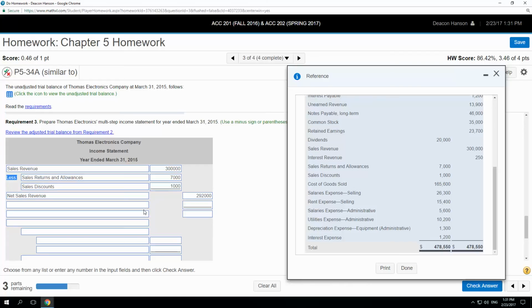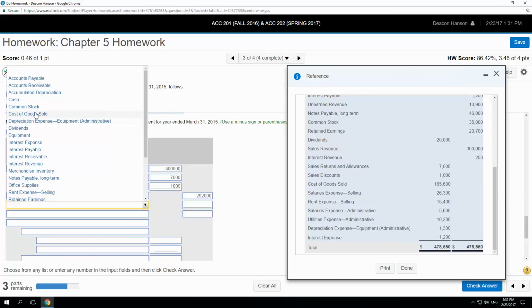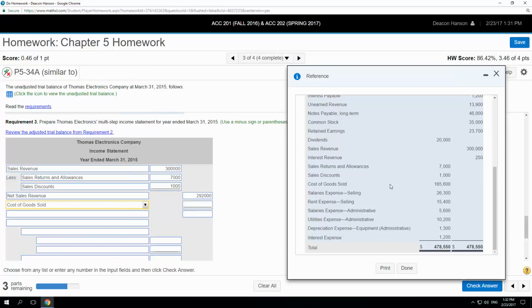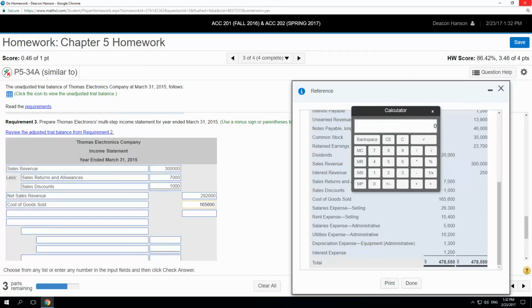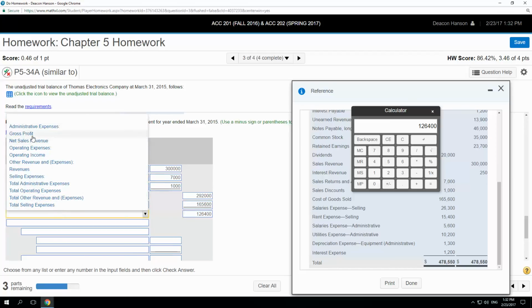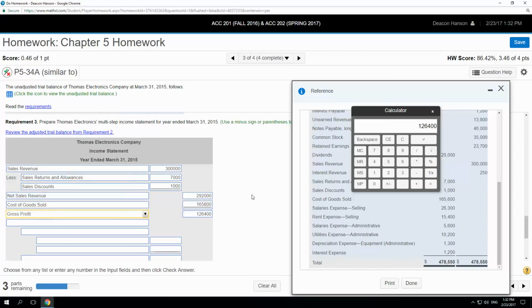Now what do I subtract? You guys remember? In a multi-step income statement, the next thing I subtract is my cost of goods sold. Right? So I'll come over here and find cost of goods sold, 165,600. Okay, so I'm going to subtract 165,600 from my net sales. And that will give me, you remember what I call it? Gross profit, right? We call that gross profit. Okay.